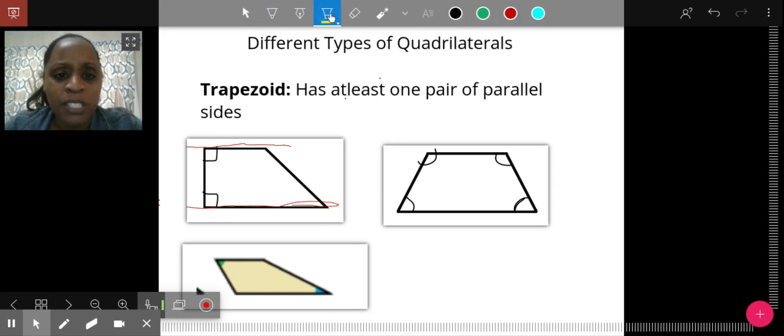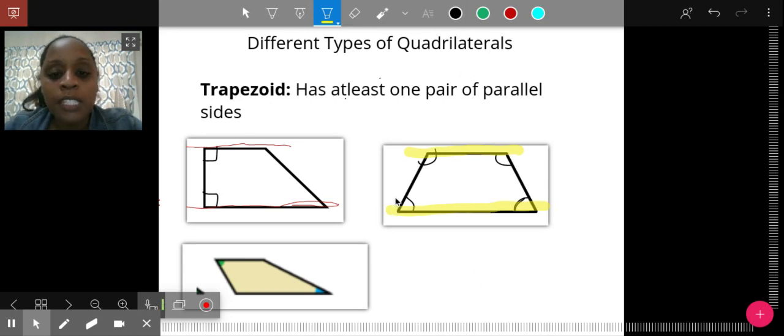By the way, I'm going to use the highlighter. You can see here, there's one parallel line here. There's another parallel line here. And if you notice, these two lines here will never touch.